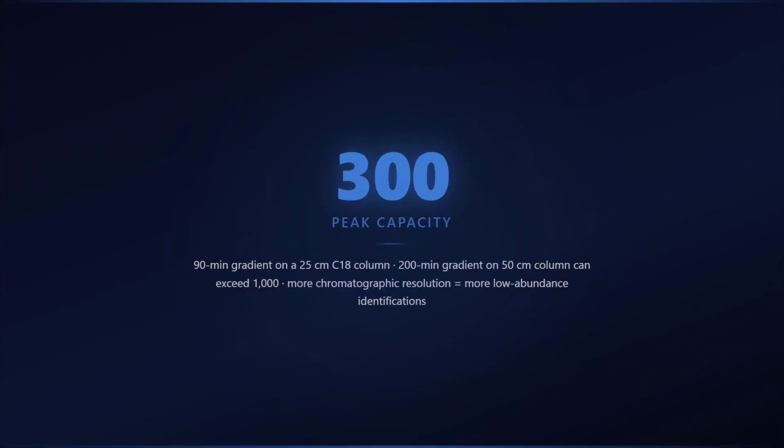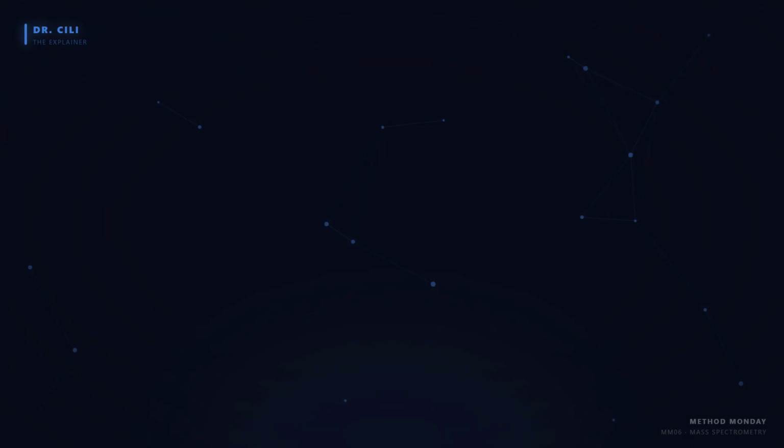The peak capacity of your LC system, how many species you can resolve in the gradient window, determines the depth of your proteome coverage. A 90-minute gradient on a 25-centimeter C18 column gives you a peak capacity around 500. A 200-minute gradient on a 50-centimeter column can exceed 1,000. More chromatographic resolution means more low-abundance identifications.